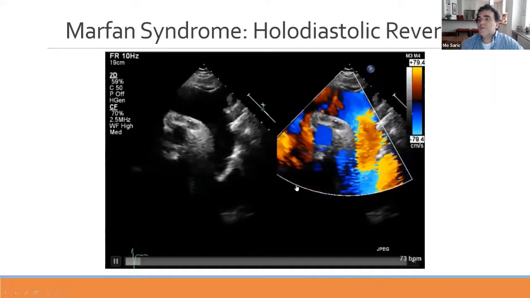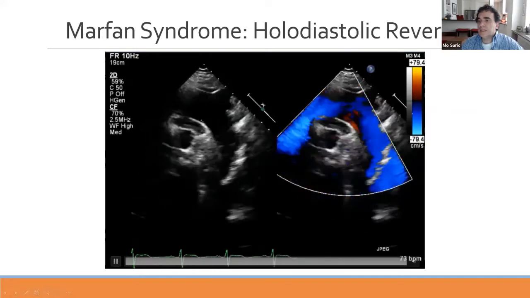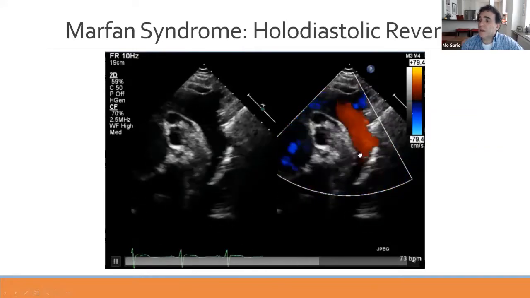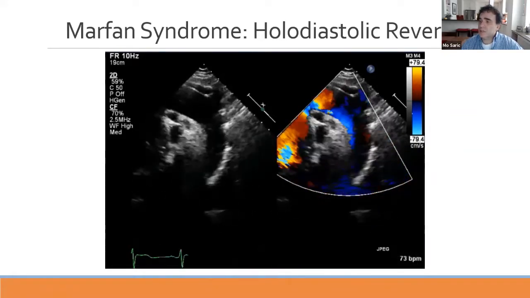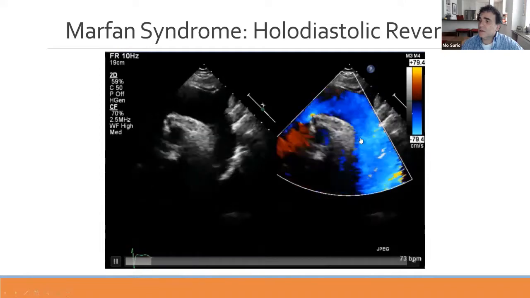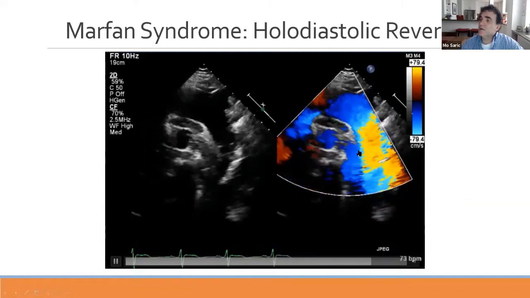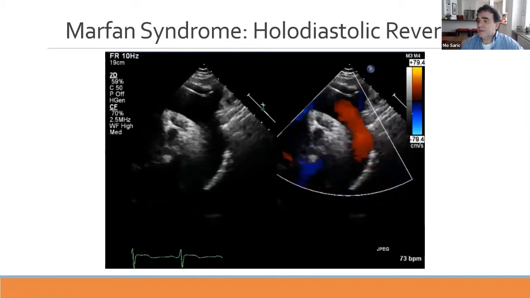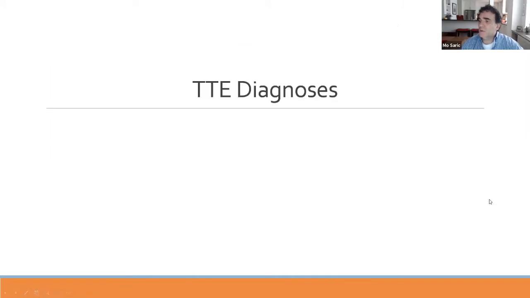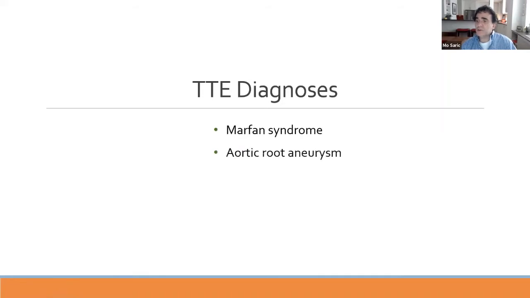On the suprasternal view in this patient, on the left-hand side without the color, on the right side with the color, you see signs of severe aortic regurgitation characterized by holodiastolic reversal. Notice this red retrograde flow in this patient, a sign of severe aortic regurgitation. So what's the transthoracic diagnosis in this patient? He has Marfan syndrome with a large aortic root aneurysm resulting in severe aortic regurgitation.